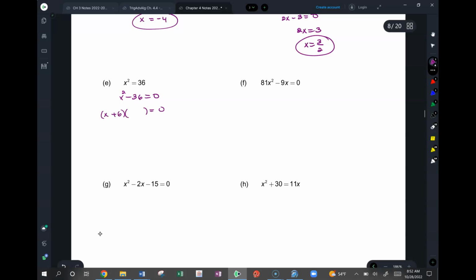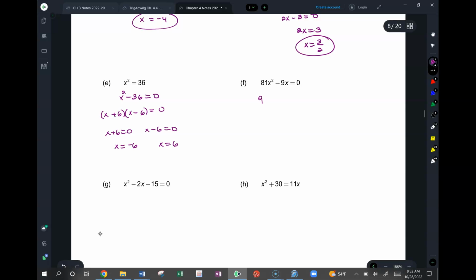x plus 6, x minus 6. So x plus 6 equals 0, x minus 6 equals 0. x equals negative 6 and 6. Okay? All right. What can I factor out of the other one?